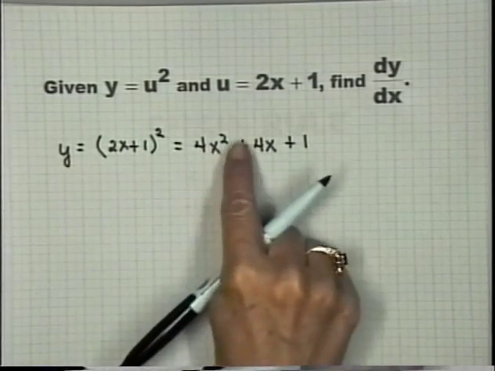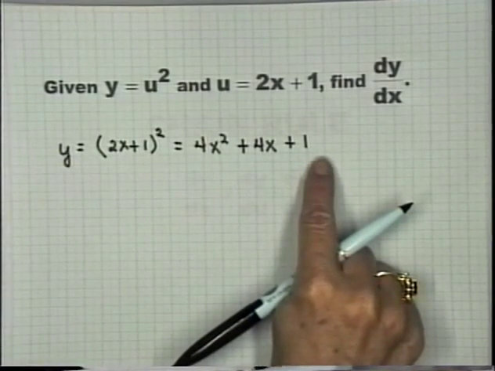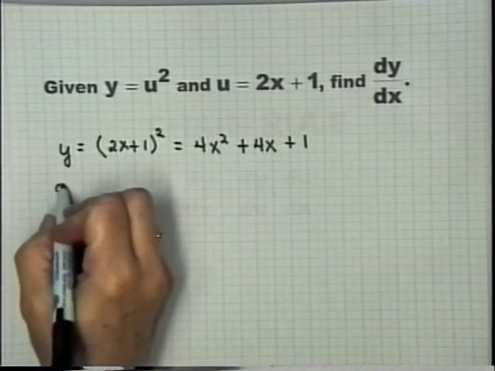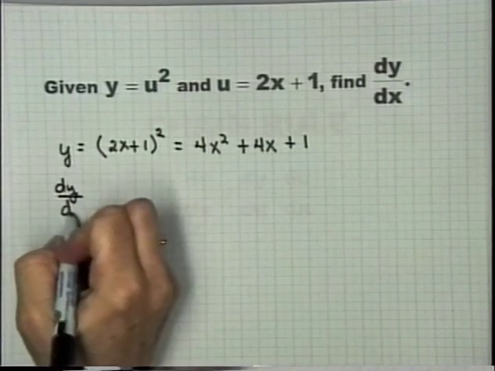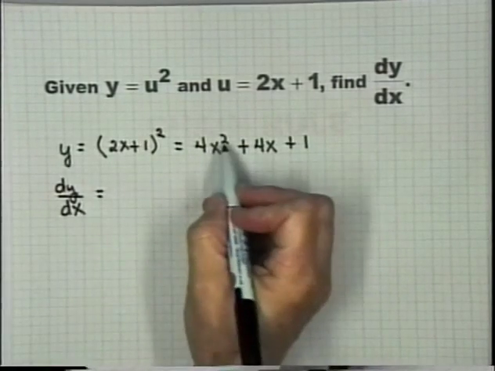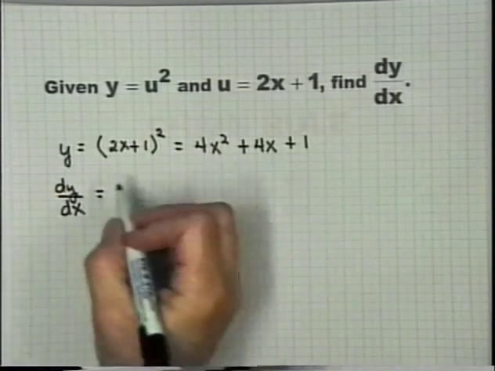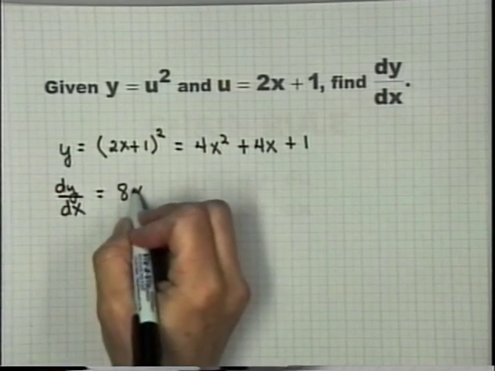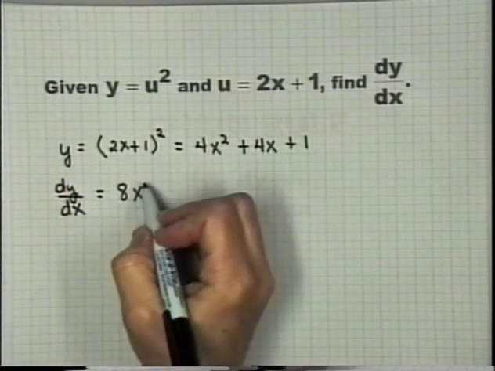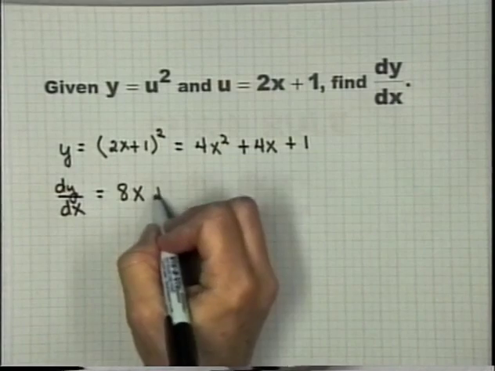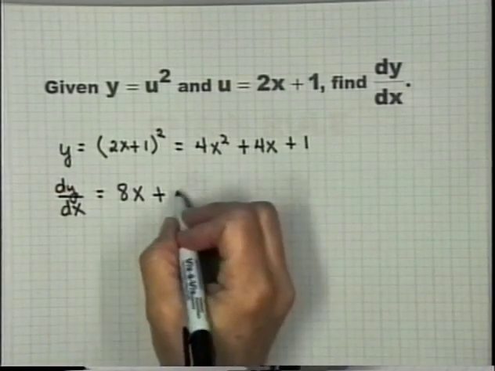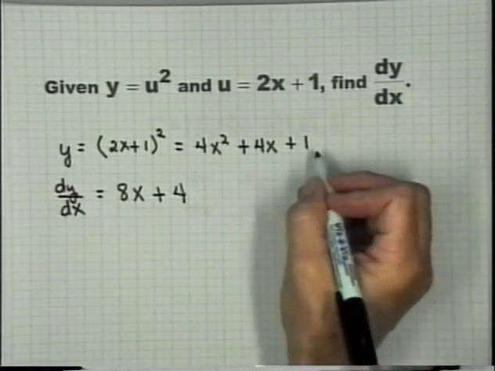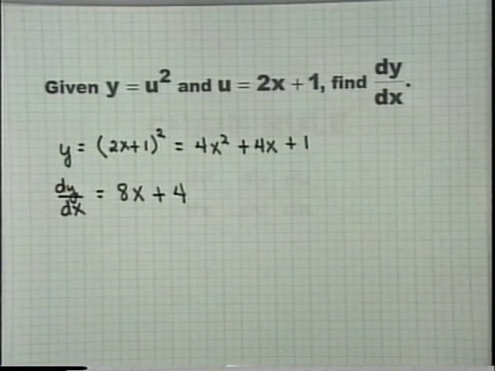Now I have y written out in the familiar format that we've been doing derivatives, and I can find that dy dx equals, okay, when I bring this 2 down and multiply times 4, I get 8x. Notice when I subtract 1, my exponent here will be 1, plus the derivative of 4x is just 4, and notice, of course, the derivative of 1 is 0. So dy dx equals 8x plus 4.